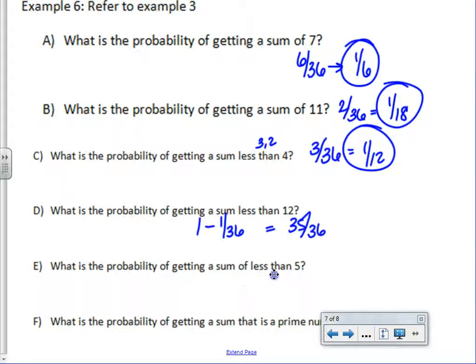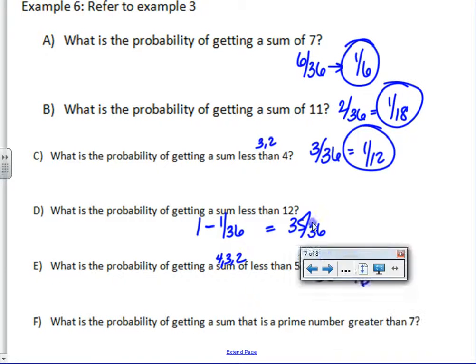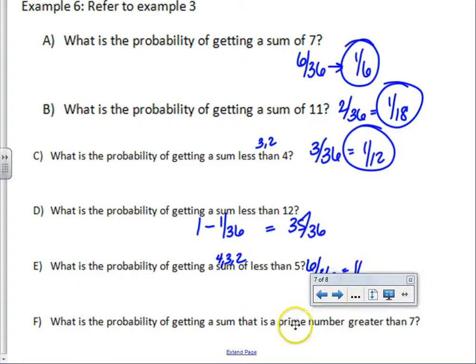Probability the sum is less than 5. So that would be a sum of 4, 3, or 2. And I think I got 6 out of 36 again, so 1/6. And then probability that it's a prime number greater than 7, I think we decided that was an 11. And there was 2 out of 36 times, which means it's a probability of 1/18. All right, moving along.